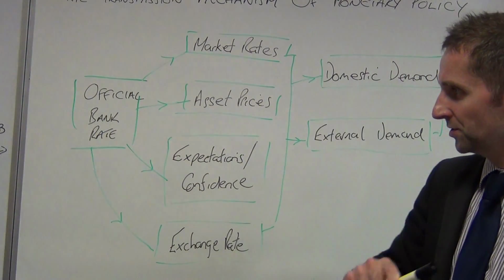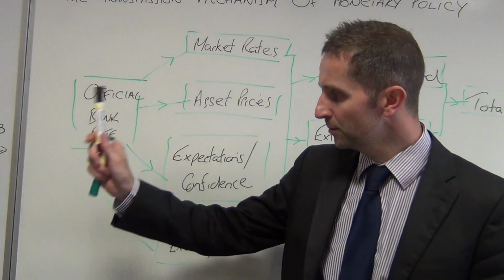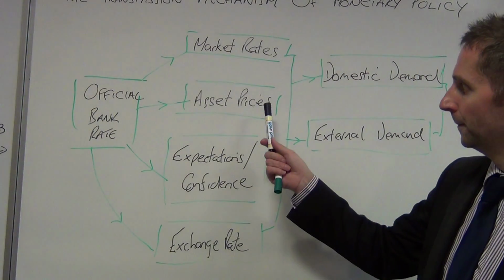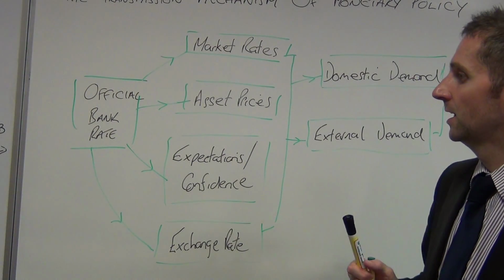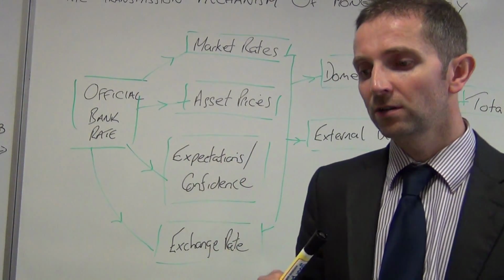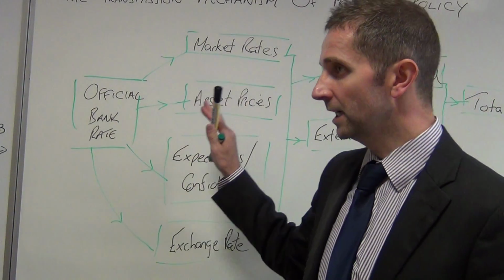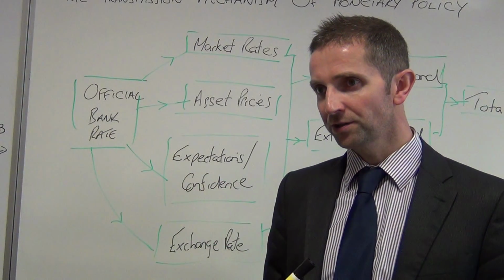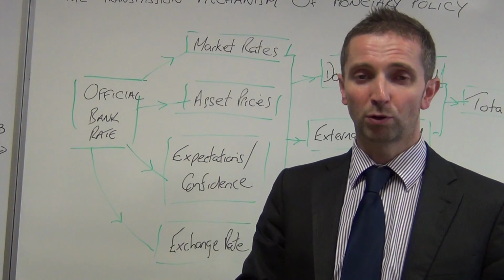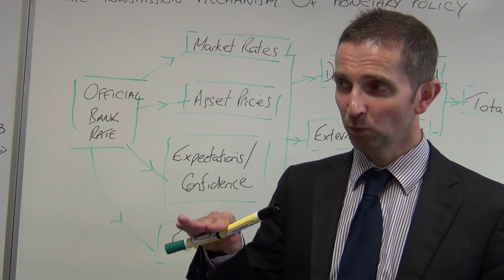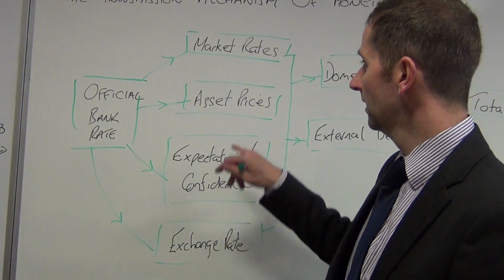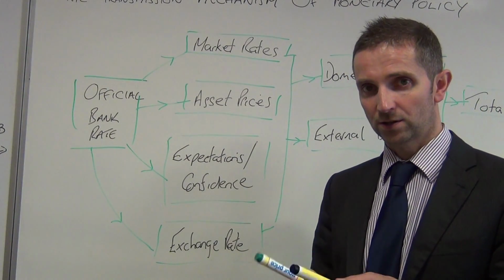What about asset prices? Well, we've already discussed the impact on asset prices, particularly the relationship between bond prices and the interest rate. We could also, of course, consider the relationship between the interest rate and housing prices, because as interest rates go up, probably the number of mortgage approvals would fall, and so the demand for housing would probably cool off a little bit, and so asset prices would also start to fall.